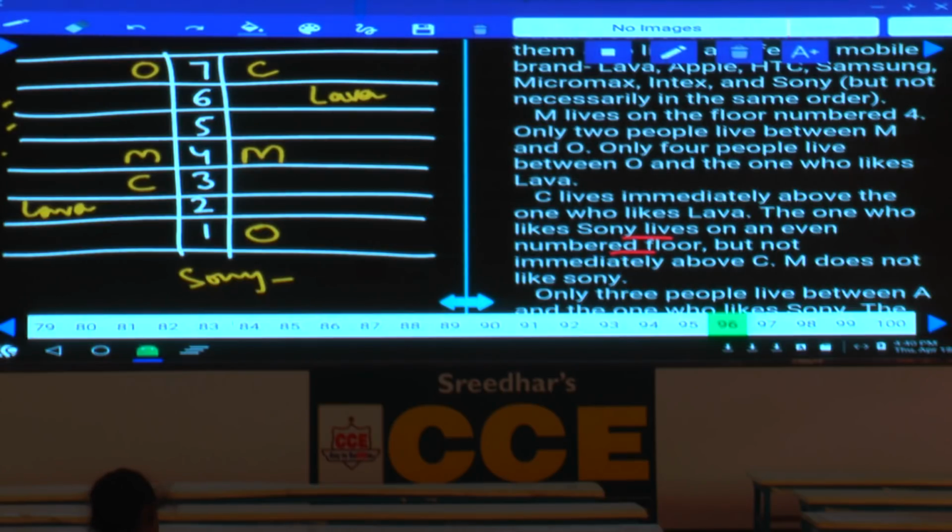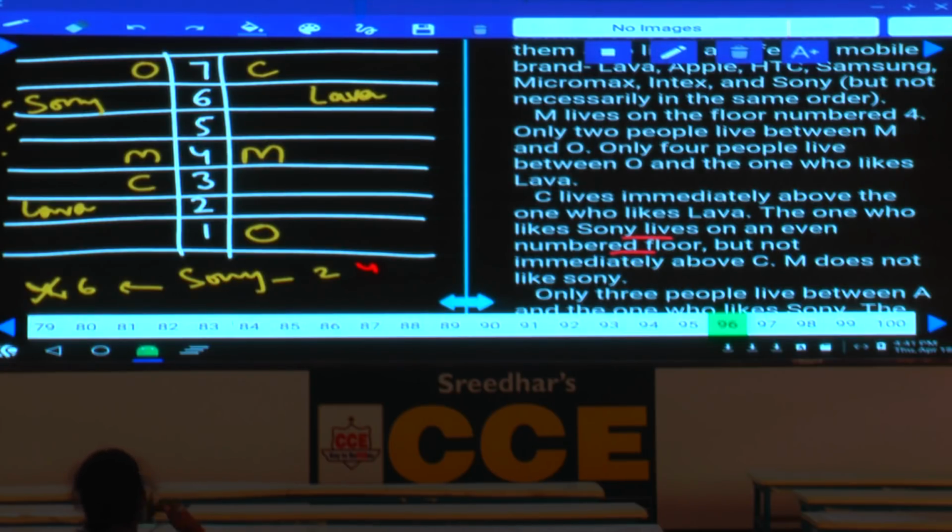Sony can be either on the 2nd floor or 4th floor. And in the second case, Sony can be either on the 4th floor or on the 6th floor. So how many possibilities? 2 possibilities. But not immediately above C. Now in the second case, Sony cannot be on the 4th floor, so Sony must be on the 6th floor. Done? Sony is on the 6th floor, and M does not like Sony.